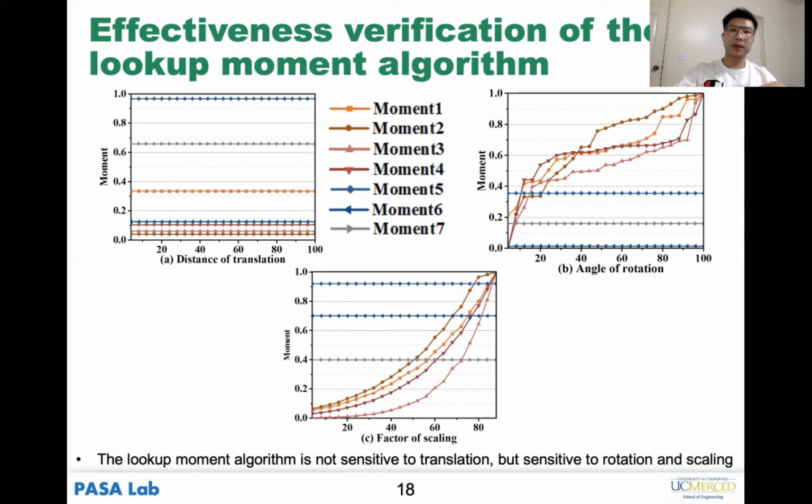We can see from this figure, figure A presents the 7 moments after translational moments. All moments remain stable when the translational moments are applied, which indicates the lookup table moments are translation invariant. Figures B to C show that the first 4 moments increase as the angle of rotation and the factor of scaling increase. Therefore, the lookup moments are sensitive to rotation and scaling.